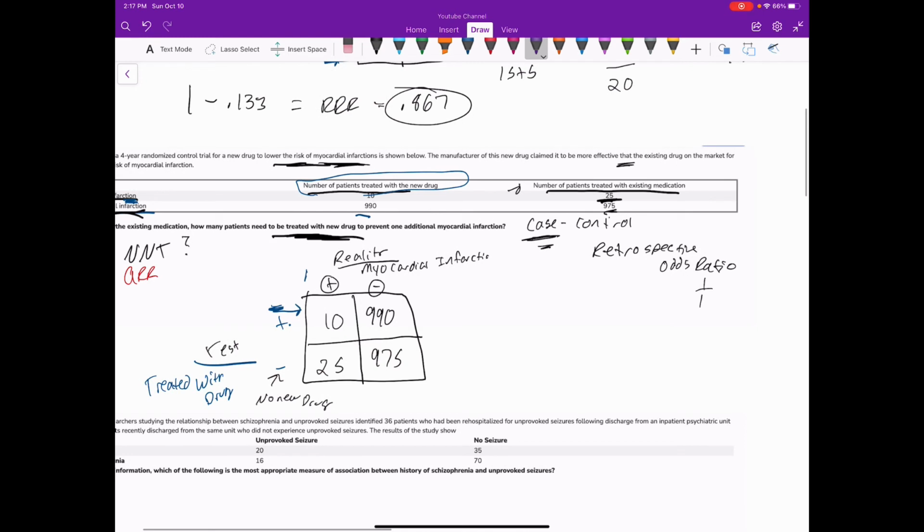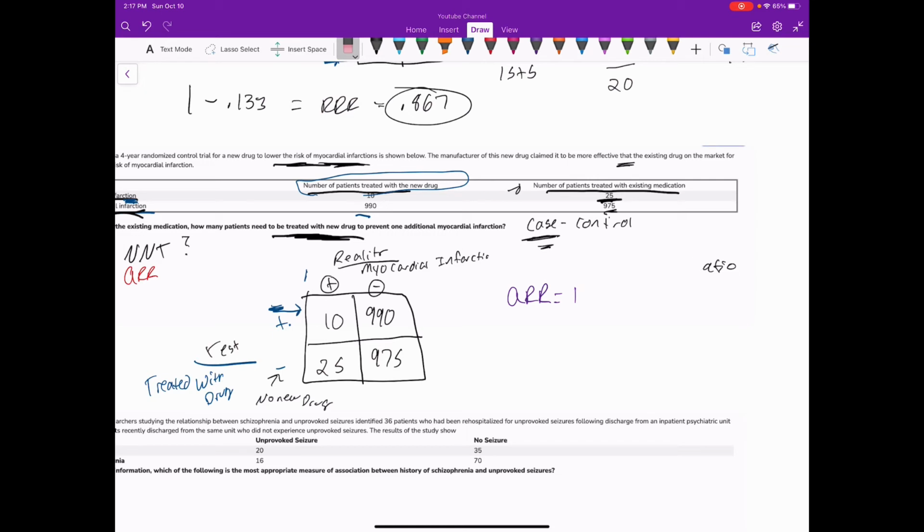So what do we have to find first? Well, the first thing we got to find is our ARR, because we're looking for NNT, but in order to get NNT, we got to figure out what the ARR is. And what's the ARR? Absolute risk reduction, right? So we're going to do a little subtraction.